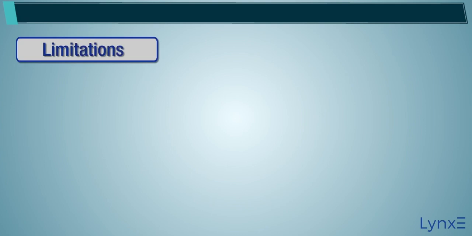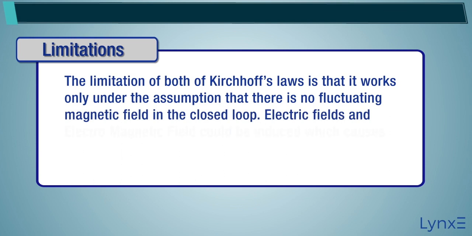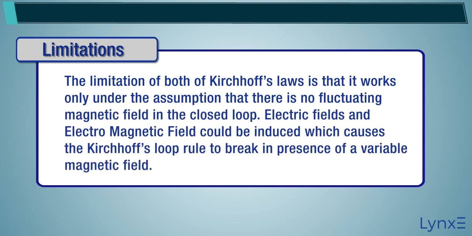Limitations of Kirchhoff's laws. The limitation of both of Kirchhoff's laws is that they work only under the assumption that there is no fluctuating magnetic field in the closed loop. Electric fields and electromagnetic fields could be induced, which causes Kirchhoff's loop rule to break in the presence of a variable magnetic field.